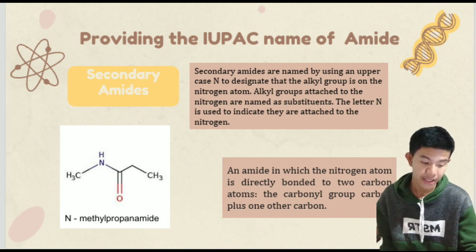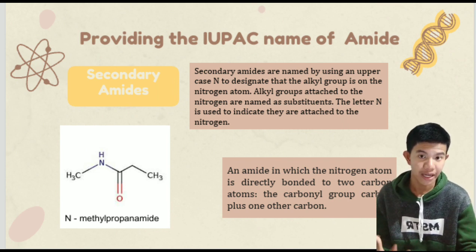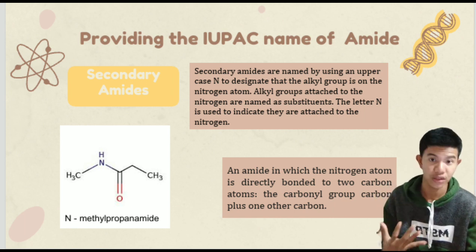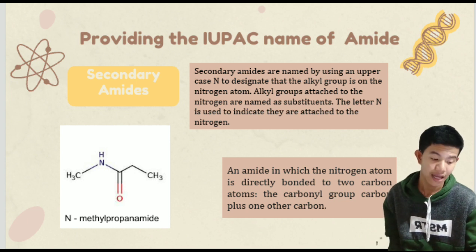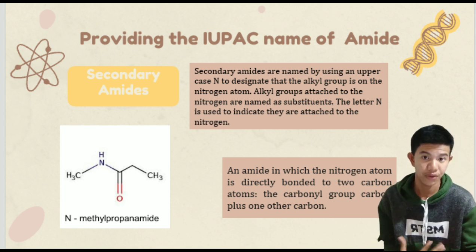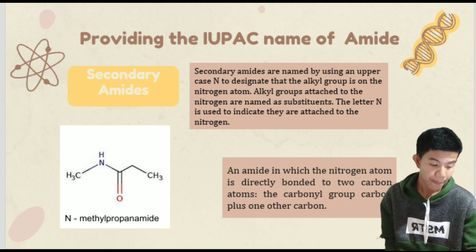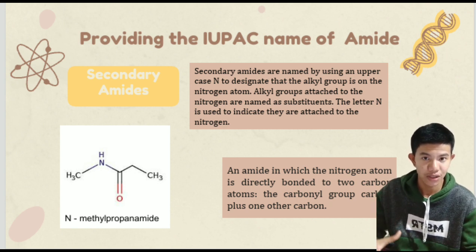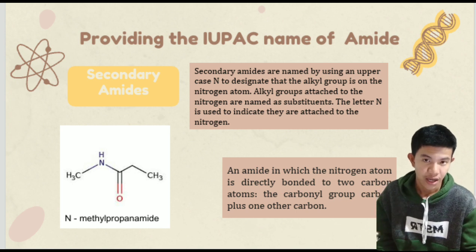In secondary amides, they are named by using an uppercase N to designate that the alkyl group is on the nitrogen atom. Alkyl groups attached to the nitrogen are named as substituents. The letter N is used to indicate that they are attached to the nitrogen. For the example, as you can see, the methylpropanamide is attached to the nitrogen. In this amide, they are connected or attached to the nitrogen.